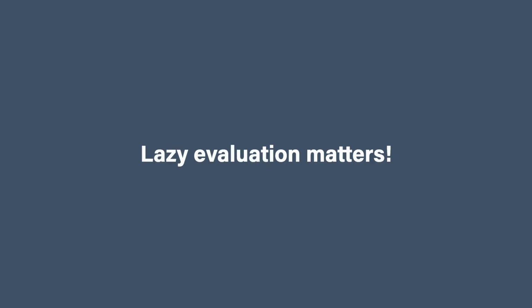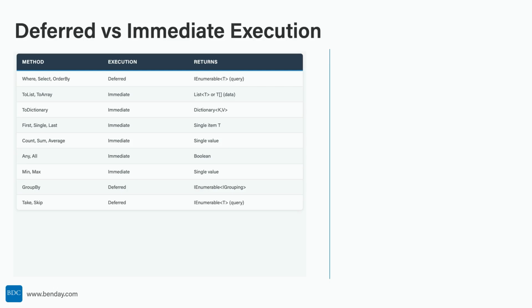Here's something that trips up almost everyone learning LINQ. When you write a LINQ query, it doesn't actually run. It just creates a description of what you want. The query only executes when you actually try to use the results, like in a foreach loop or when you call ToList. This is called deferred execution, and it's both powerful and dangerous if you don't understand it.